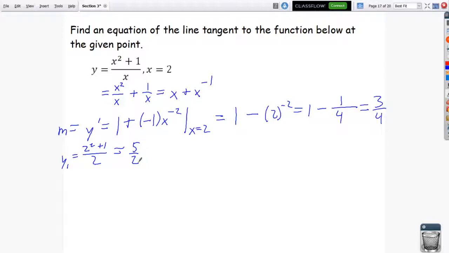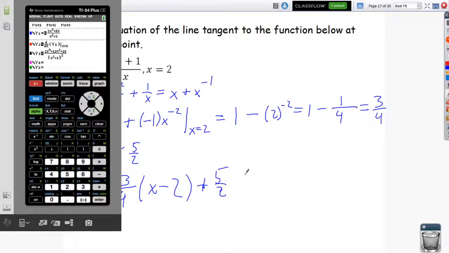To find the equation of the tangent line at the given point, I just have y equals my slope, 3/4, times quantity of x minus x1. x1 was 2, plus y1, which was 5 halves. That right there is the equation of the line tangent to the original curve at x equals 2.